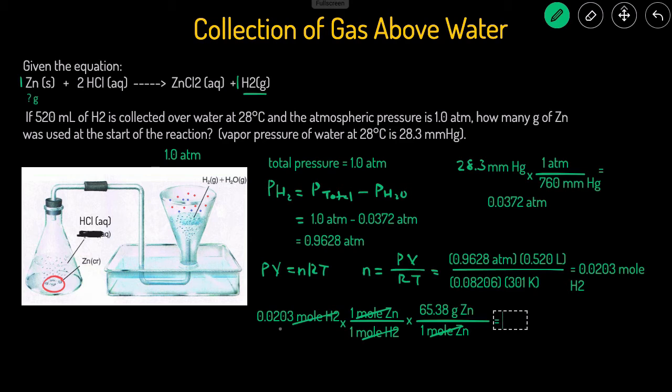So we'll do 0.0203 times 65.38, leaving us with a final answer of 1.33 grams of zinc. So that's the final answer.